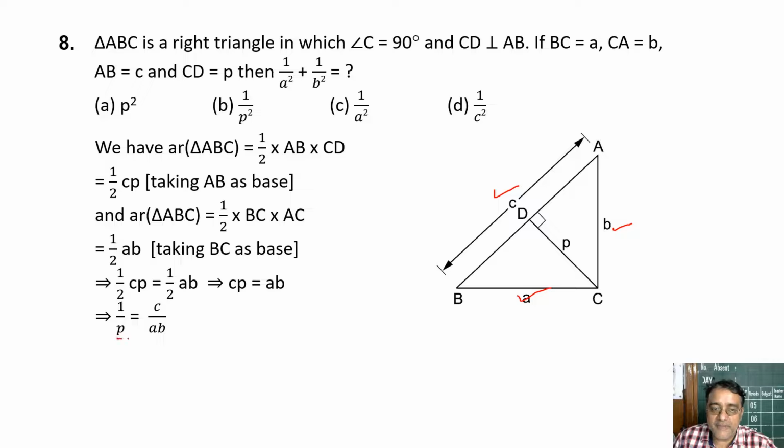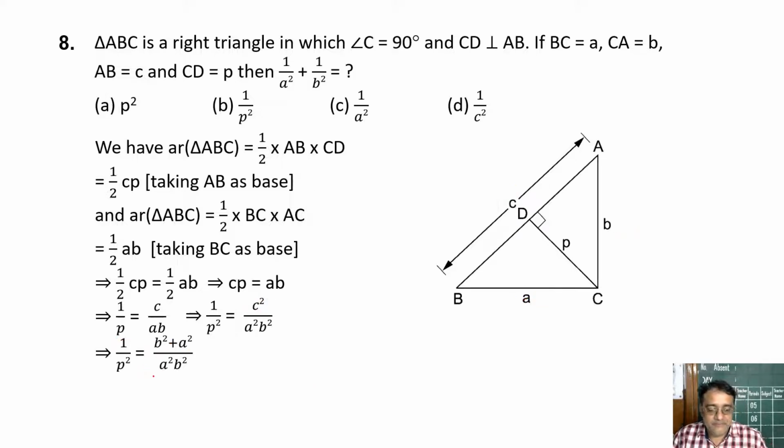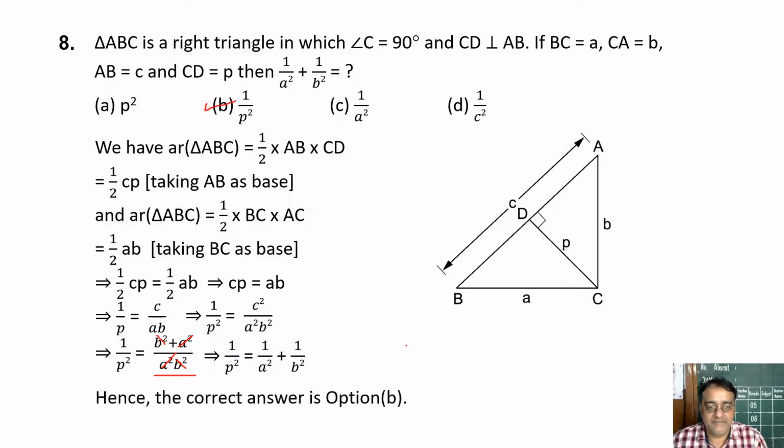So what will we do? First we take squares on both sides. Now we will substitute c square, that is b square plus a square. After that, split this. If you split these two, b square will cancel here and a square will cancel here. So we are getting this one, that is 1 upon a square plus 1 upon b square. So which option is the correct one? Option B. Option B, right.